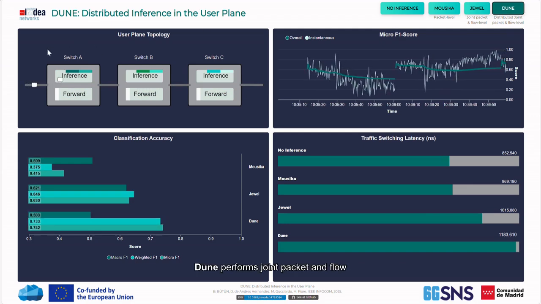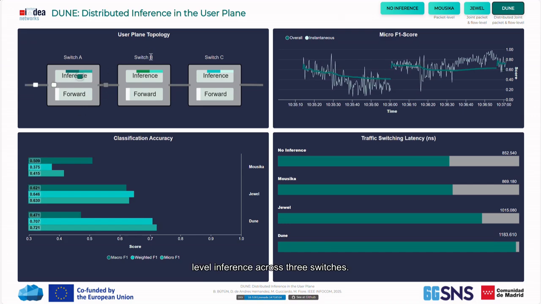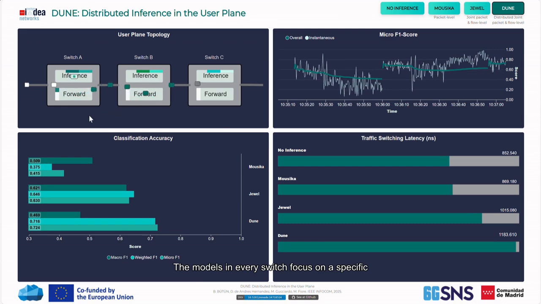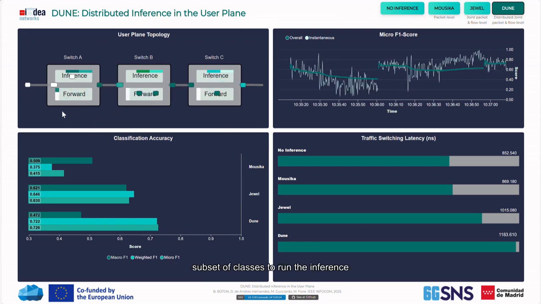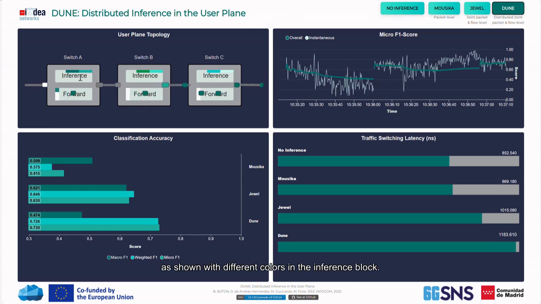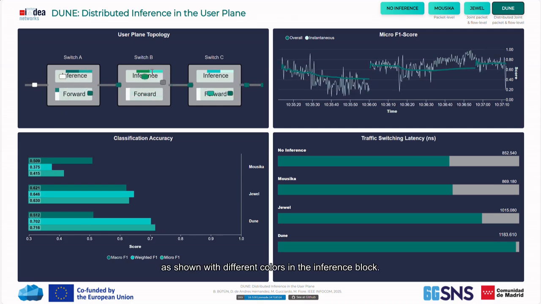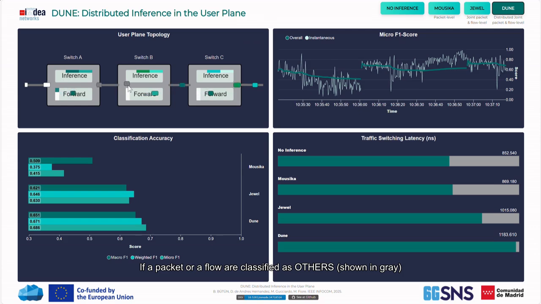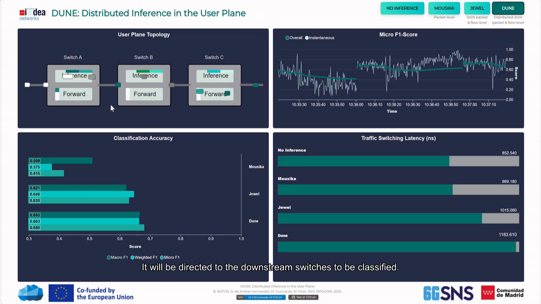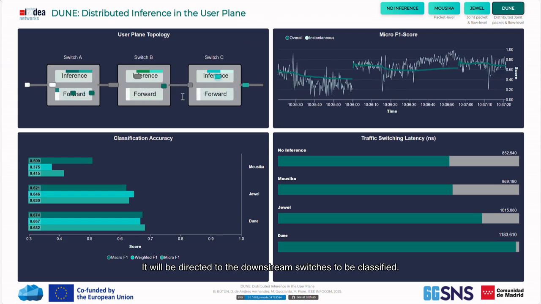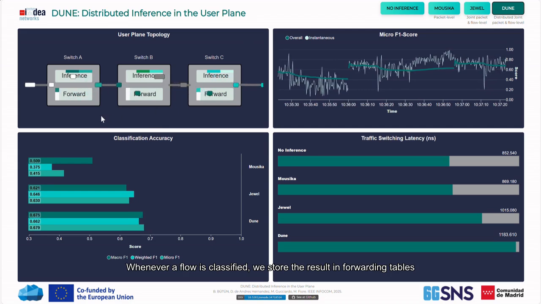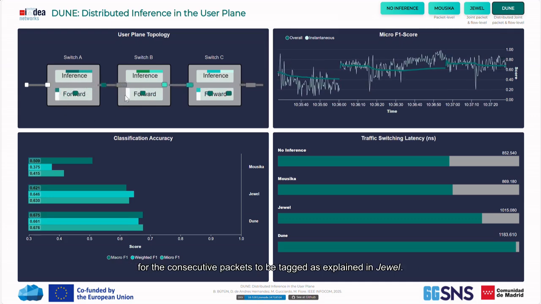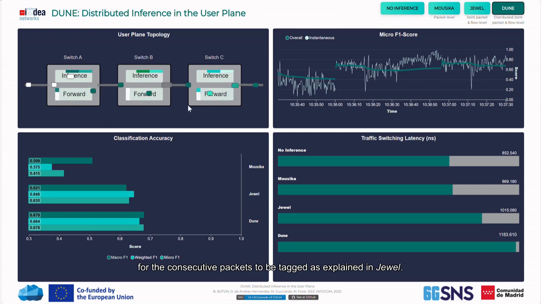DUNE performs joint packet and flow level inference across 3 switches. The models in every switch focus on a specific subset of classes to run the inference as shown with different colors in the inference block. If a packet or a flow is classified as others, shown in gray, it will be directed to the downstream switches to be classified. Whenever a flow is classified, we store the result in forwarding tables for the consecutive packets to be tagged as explained in Joule.